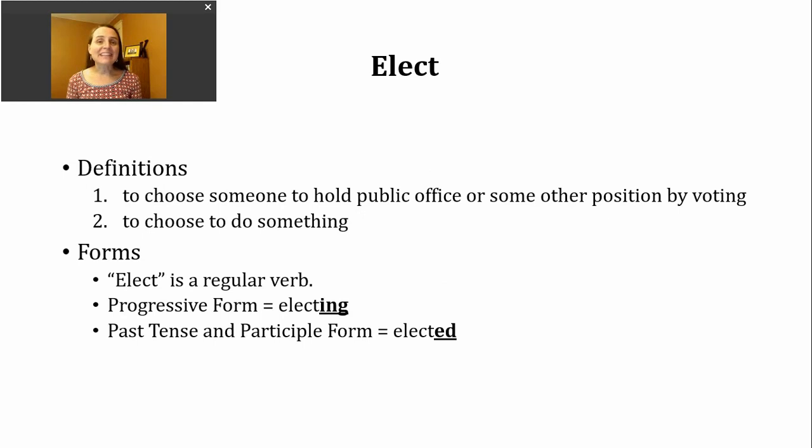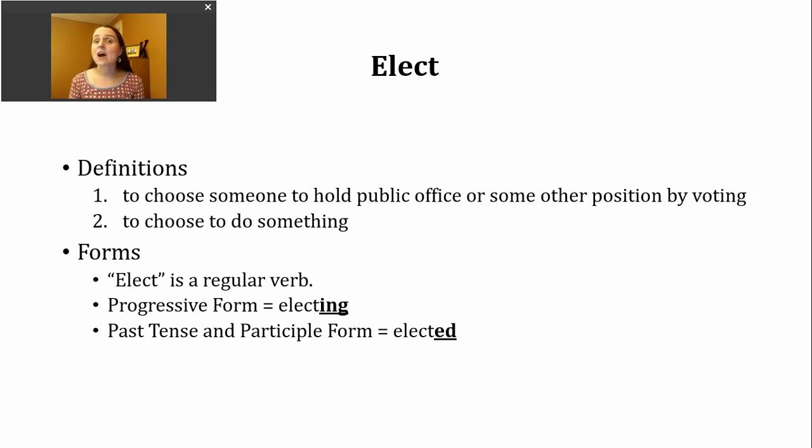The most likely way you're going to hear this verb used is to mean to choose someone to hold public office or some other position by voting. A second way we can use this verb is to mean to choose to do something. I have a couple example sentences later that will use this particular definition.